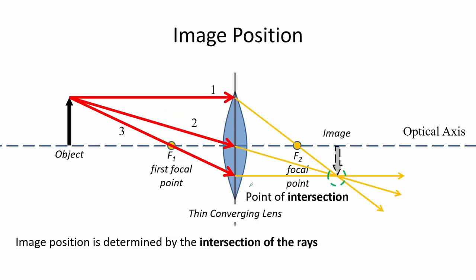The image is determined by the position of the rays where they intersect. Here we see that it is positioned on the right side of the lens and it is on the same side as the outgoing light.